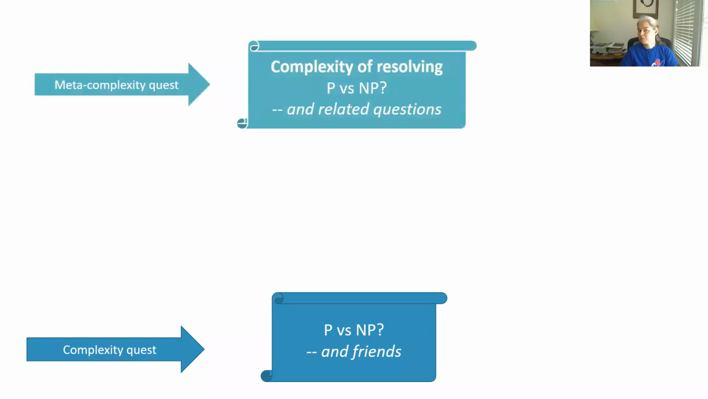But you could also think of a meta-complexity quest where rather than saying, let's just solve a complexity question, you ask, what is the complexity of reasoning to resolve those questions? And I would imagine that this should be near and dear to all the constructive mathematics people in the audience, which has a lot of fantastic constructive mathematics people.